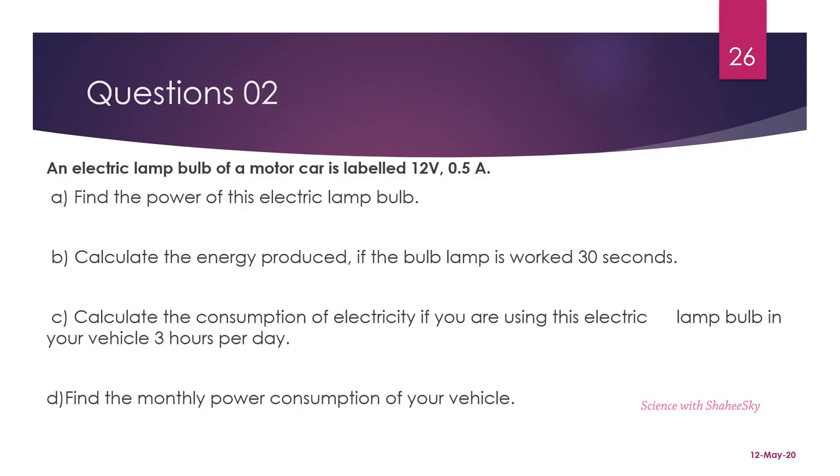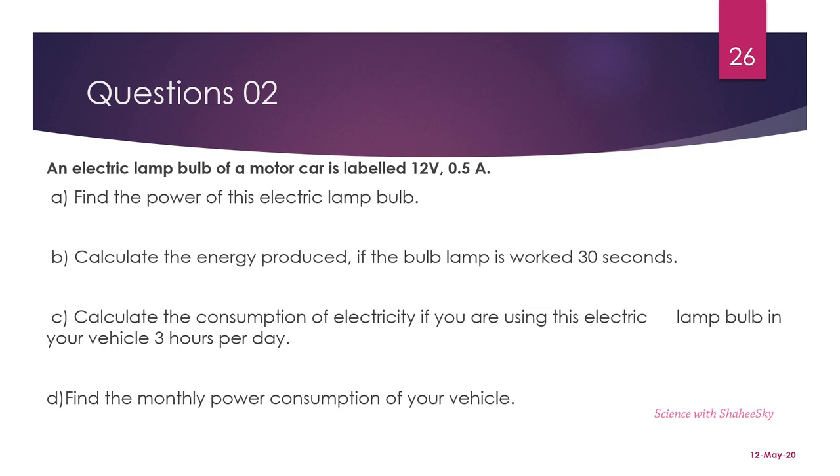There are a few questions. An electric lamp bulb of a motor car is labeled 12 volt, 0.5 ampere. First question, find the power of this electric lamp bulb. Second question, calculate the energy produced if the lamp bulb works for 30 seconds. Third, calculate the consumption of electricity if you use the electric lamp bulb in your vehicle for 3 hours per day. Question D, find the monthly power consumption of your vehicle. As we earlier discussed, you can go through the steps to find the answers.